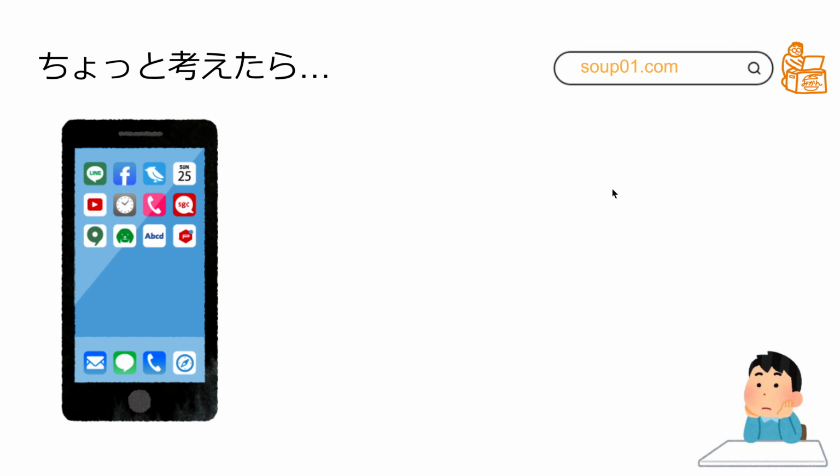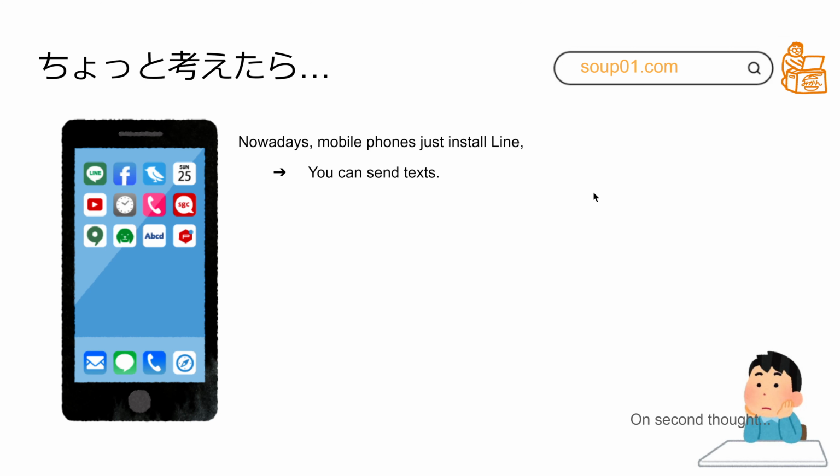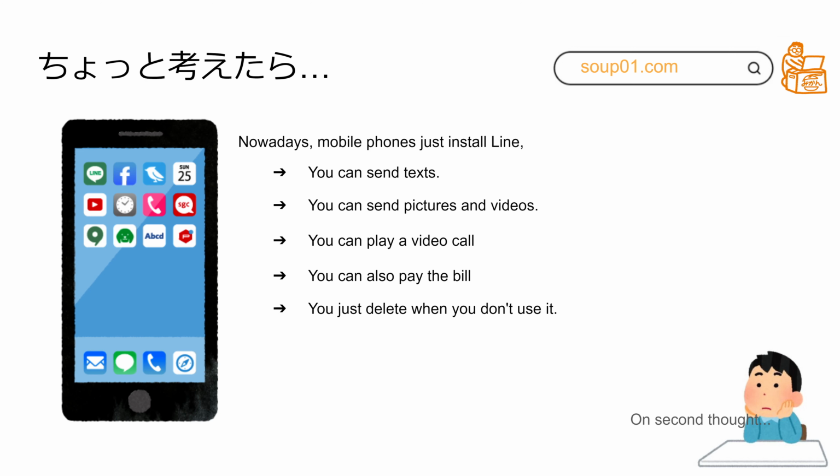Let's think a little more deeply. When you install an application, for example Line, a messaging application in Japan, you can send text, pictures and videos. You can make a video call. You can also pay bills, and you can delete it when you don't use it.